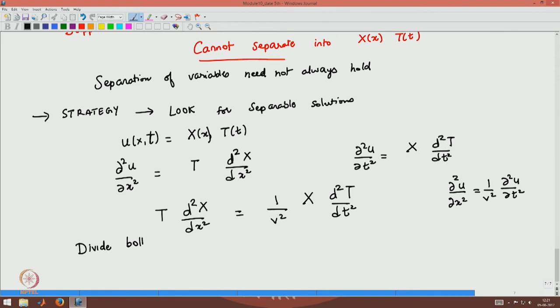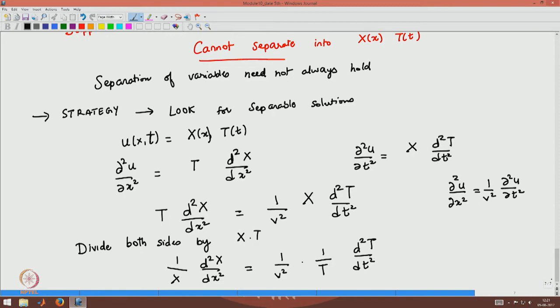both sides by X times T. When I divide this by TX, the T will cancel, so I will be left with 1 by X d²X/dx² is equal to 1 by v² times 1 by T d²T/dt². v is a constant, that is the speed of the wave.